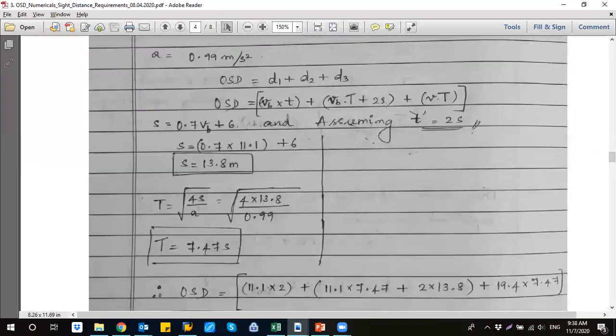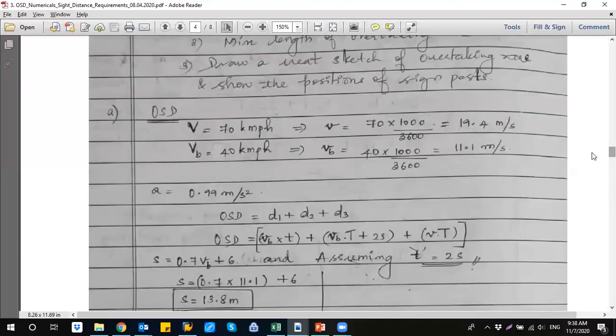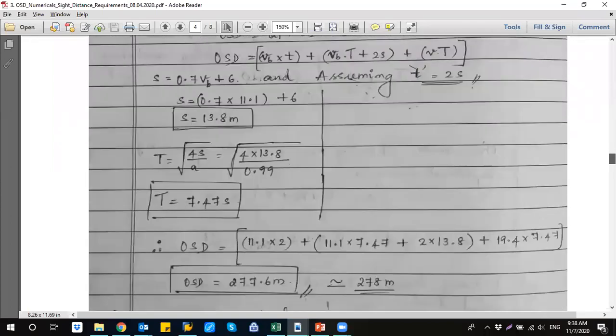So first we'll start with S. S is 0.7 VB plus 6. What is VB? Everything I have calculated here. So capital V, that is the design speed, is 19.4 meter per second, and VB is 11.1 meter per second. Accordingly, substitute and find the value of S. S is in meters because it is spacing.